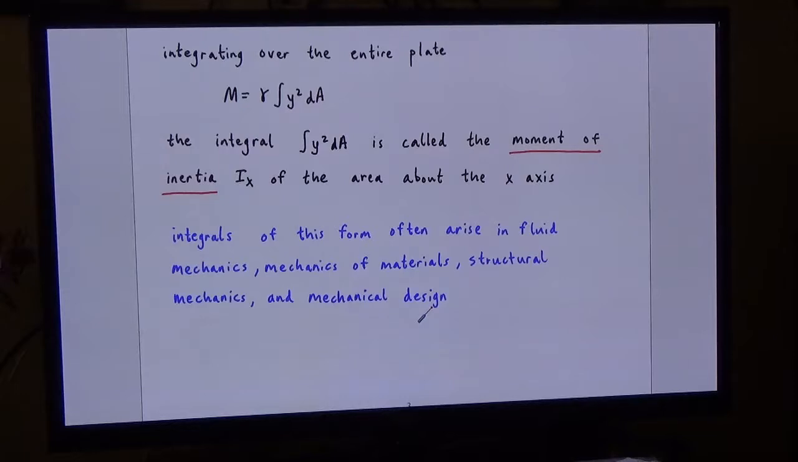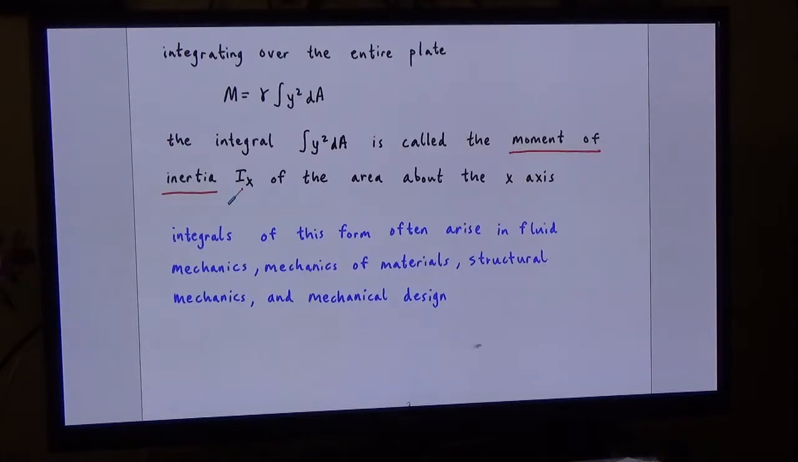In this case, for the integral of y squared dA, that is what we call the moment of inertia, I sub x, of the area about the x-axis. So it's moment of inertia. Moment comes from the fact that we took a moment of the force. It's called area moment of inertia here because we are integrating with respect to the area, and then it's about the x-axis because that's the axis that we took the moment of the force about. So when you see the I, that means moment of inertia. Subscript x means x-axis.